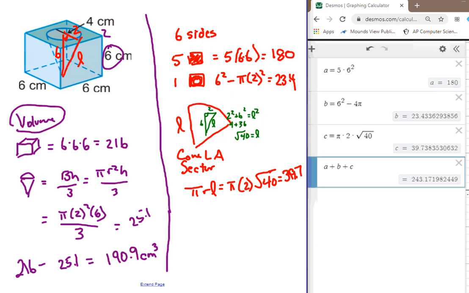And so then I added up all of these numbers, because remember, if I'm painting this, I have to take my paintbrush and paint on the inside. I've got to paint all the sides. So I add them all up, and my final answer is 243.2. And because it's surface area, I forgot to label this, it's going to be 243.2 centimeters squared.